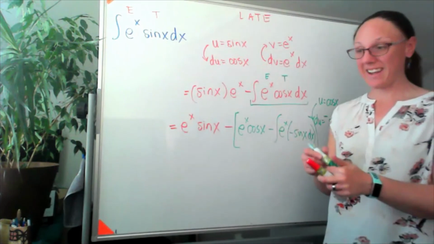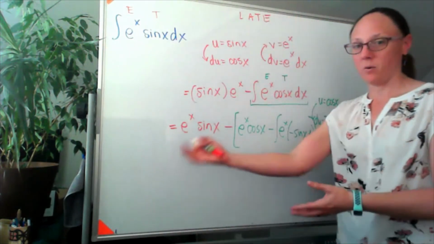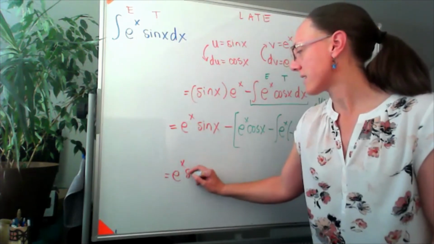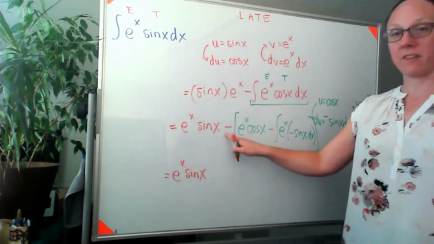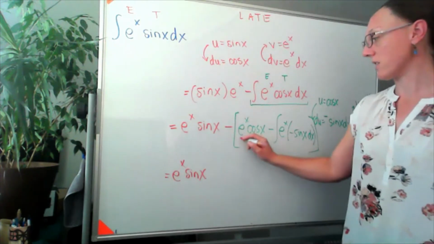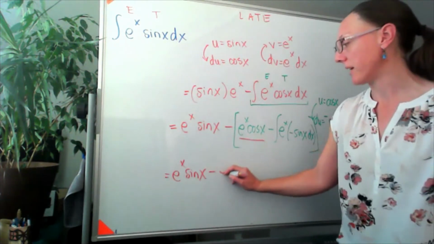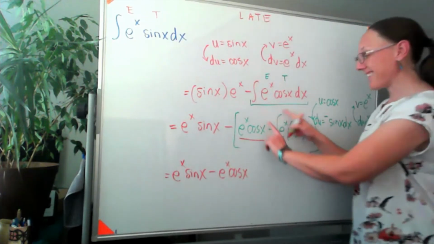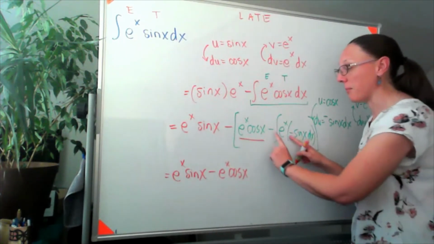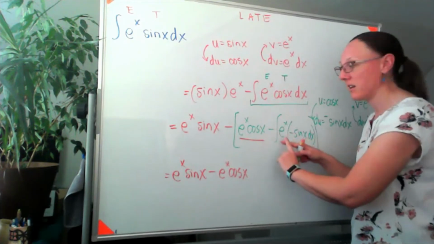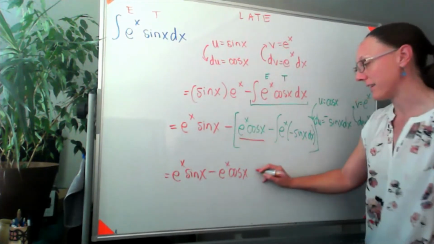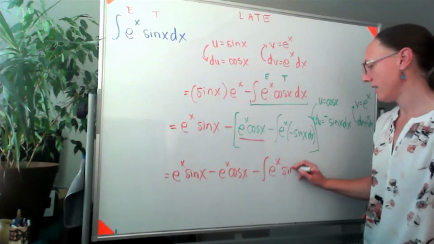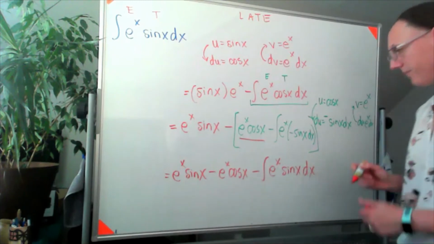Before I go to integrate anything, I want to simplify this as much as possible. So I've got e to the x sine of x, and I'm going to distribute that minus sign in. When I distribute it to the first piece, I've got minus e to the x cosine x. When I distribute it to the second piece, I've got a minus, which makes that plus, and then that extra minus turns it back into a minus, the integral of e to the x sine of x dx.